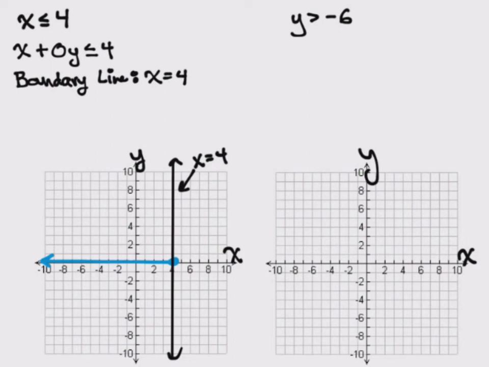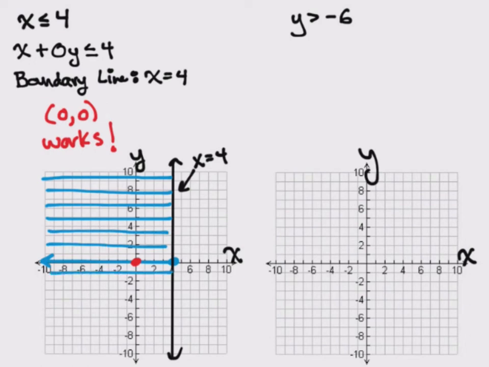Equivalently, we could try a test point. How about 0, 0? If we substitute 0, 0 in for the variables in this inequality, it's obvious that that makes the inequality true. So we're going to shade on the side of the boundary line that contains the point 0, 0. All right, and there's our graph.